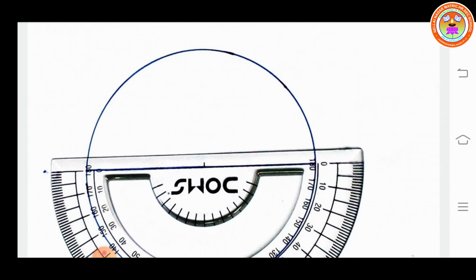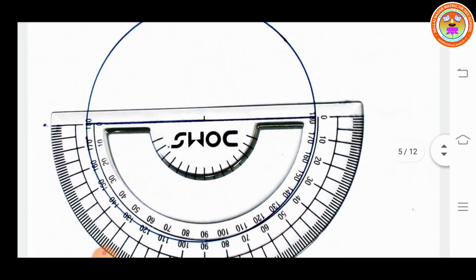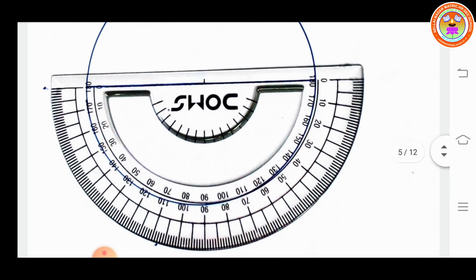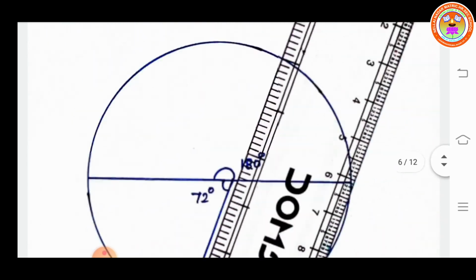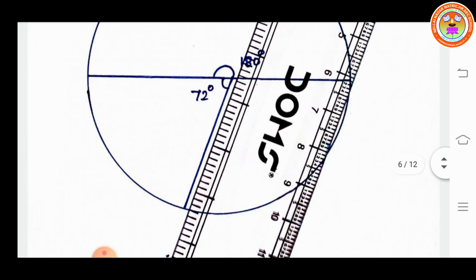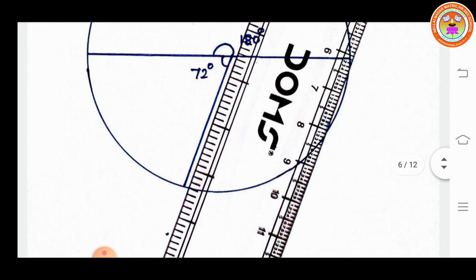Then the second step, place the protractor on the new radius and mark the angle 72 degree for education. Remove the protractor and then join that marked point to the center of the circle like this using scale and pencil, and mark the angle as 72 degree.